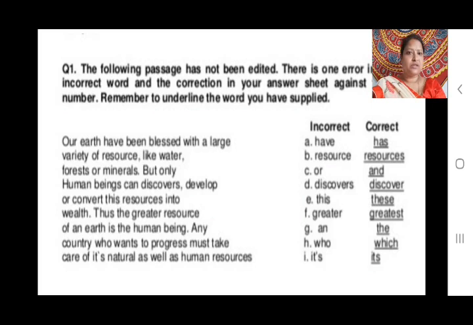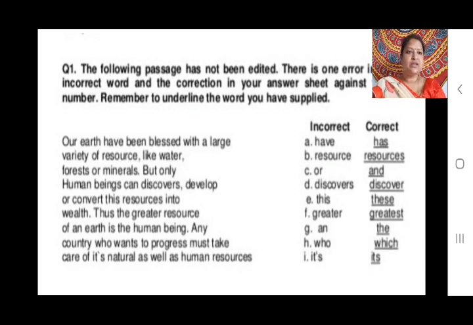These are the auxiliaries also. After the modals, the verb will be in the simple present, without any s or es, without any ing, without any ed. Develop or convert these resources. This refers to singular, but here resources is written, so it means plural. So in place of this, it will be these, into wealth.